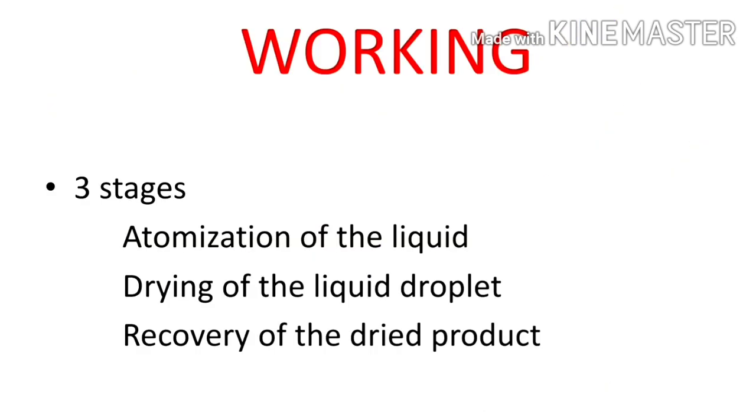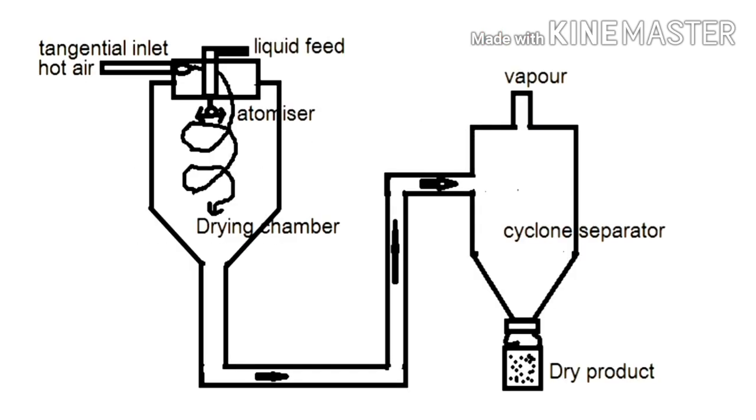The working of a spray dryer involves three stages. The first one is atomization of liquid, the second one is drying of the liquid droplet, and the third one is recovery of the dried product. So these are the important three stages that are involved in the working of a spray dryer. So the first stage is atomization of liquid to form fine droplets.